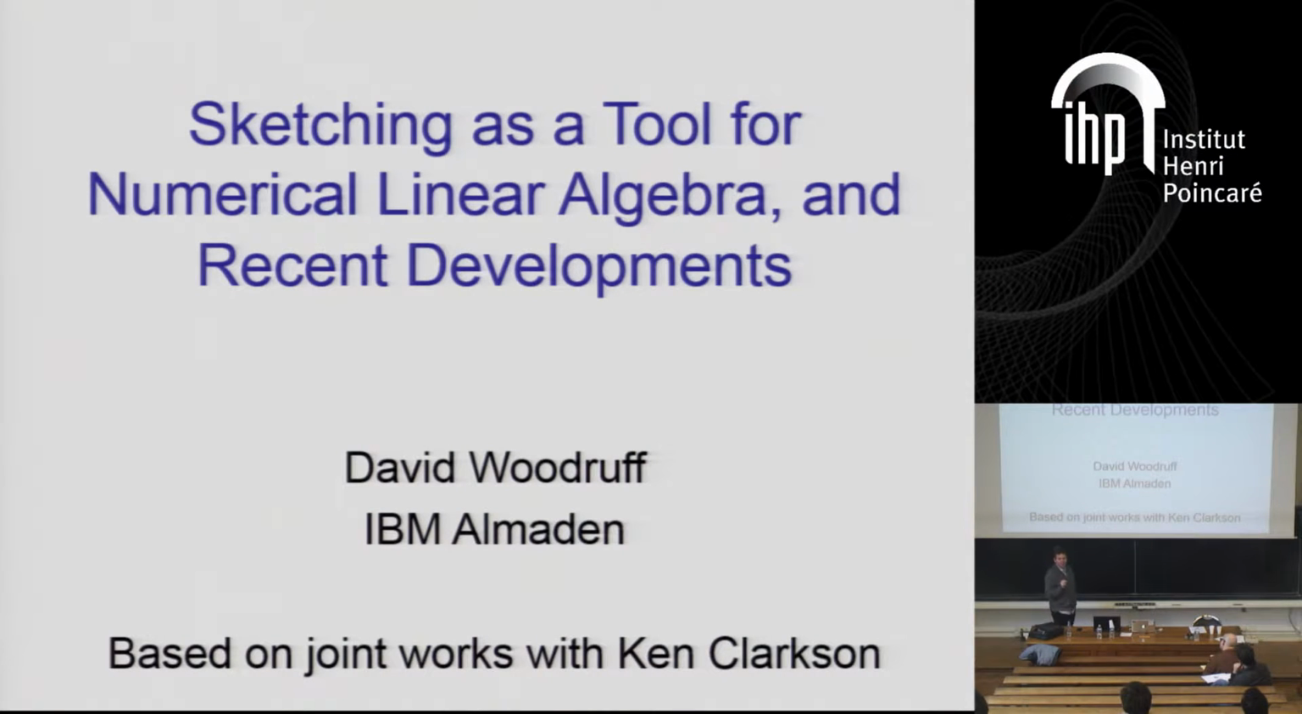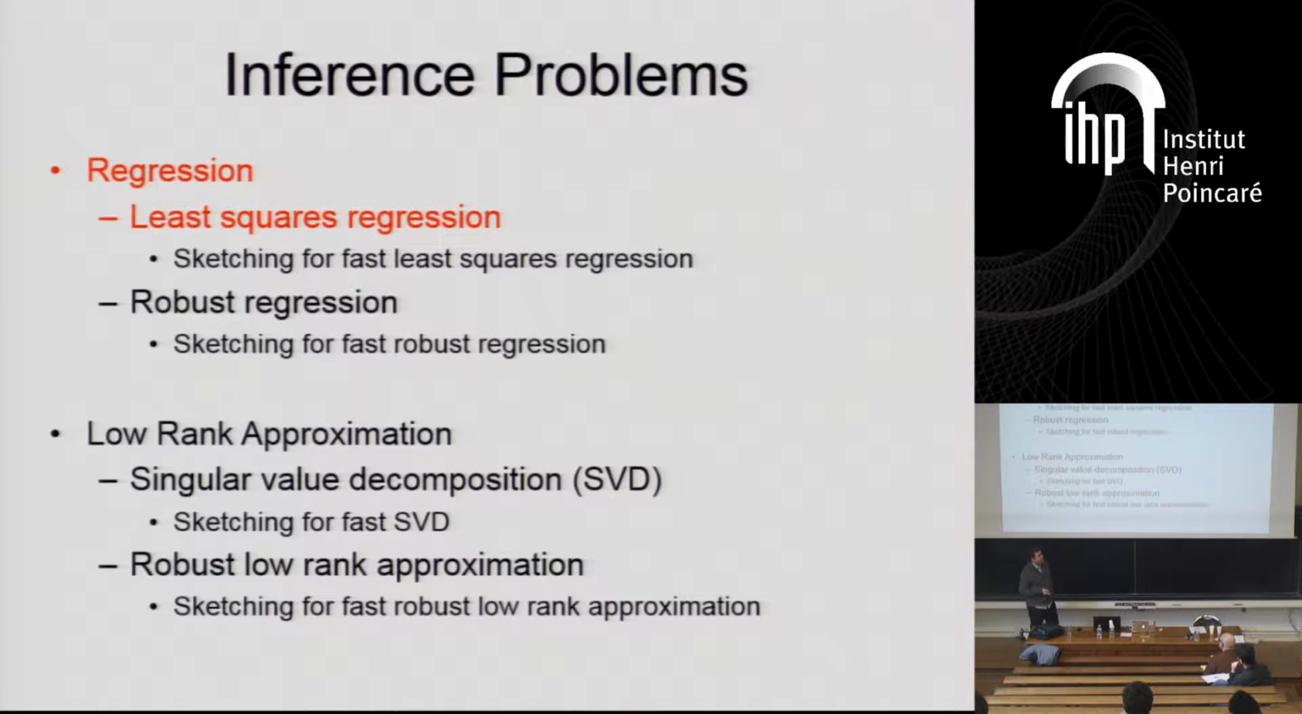Yeah, so this is about fast algorithms for inference problems. So I'm going to discuss two problems, regression and low-rank approximation. I'll discuss classical versions for these problems, least squares regression and singular value decomposition. And then I'll discuss more robust measures for these problems.